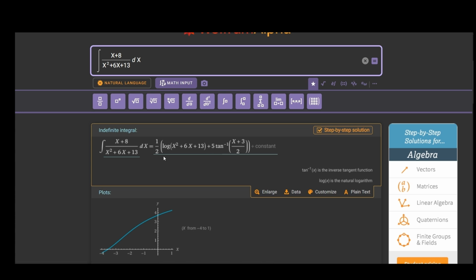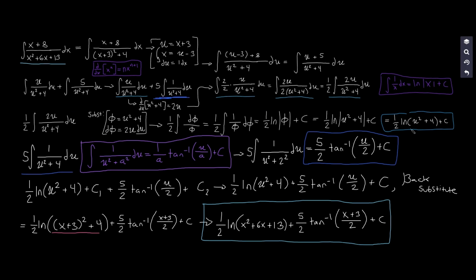But it is 1/2 times the natural logarithm of x squared plus 6x plus 13 plus 5. This is where we put our 5/2, which gets distributed to the arctangent of x plus 3 over 2, plus the constant. So yeah, we got it right. We did it. One thing that I want to go over really quickly before we move on.